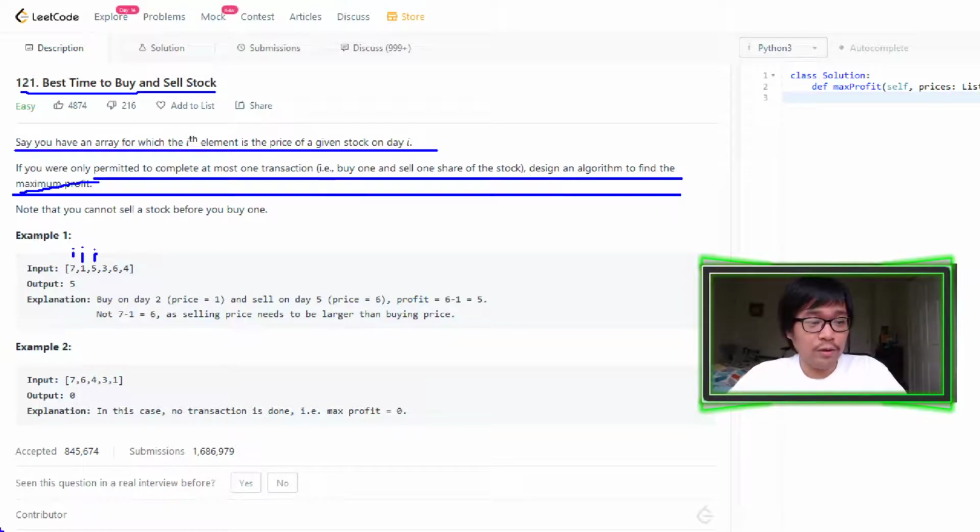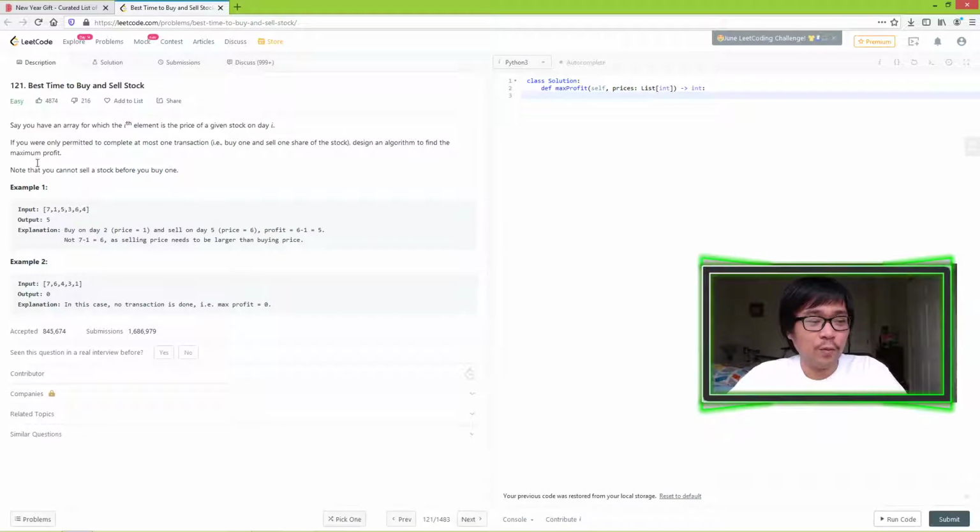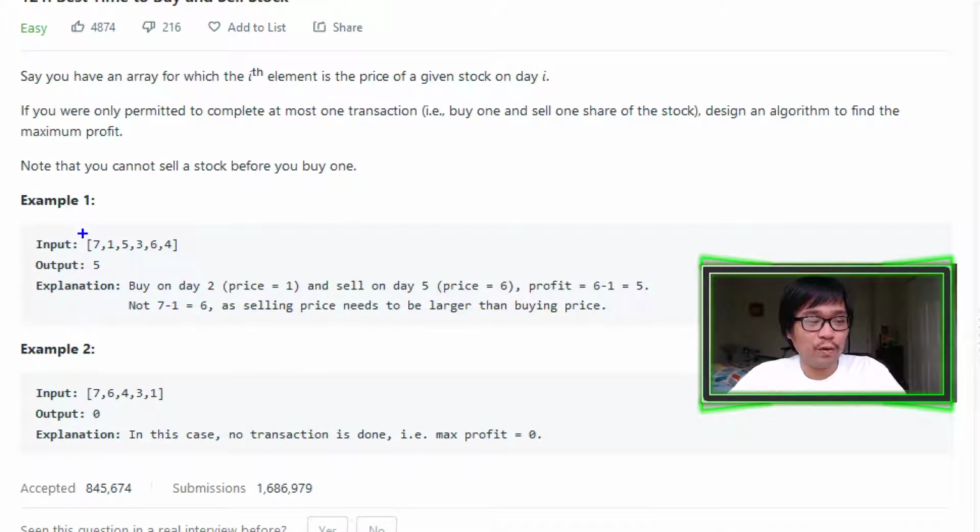Okay, so the input is this array here, 7, 1, 5, 3, 6, and 4, and then the output is going to be 5 because you buy it on, I guess, this day here. No, actually, sorry, my bad. You buy it on this day here, which is the 1, and then you sell it on the 6th day, which is here, and then you get a profit of 5. So let's go over this one by one. You buy a stock on this date, and then it becomes a 7.